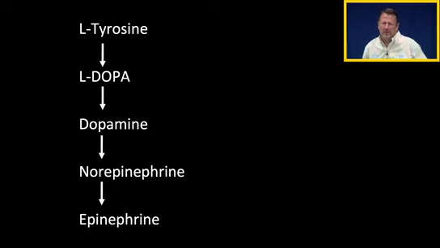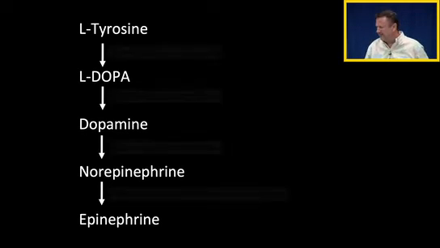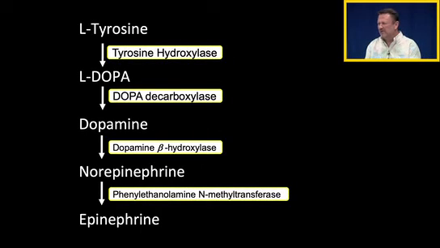All right, so we went from phenylalanine to tyrosine to DOPA to dopamine, norepinephrine, and epinephrine. These were the enzymes involved: hydroxylase, decarboxylase, hydroxylase, and phenylethanolamine N-methyltransferase. All right, and what I want you to know is hydroxylase, decarboxylase, hydroxylase.